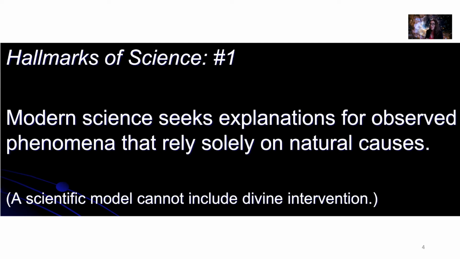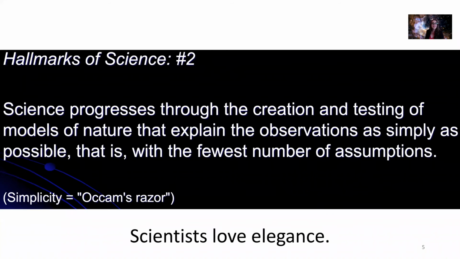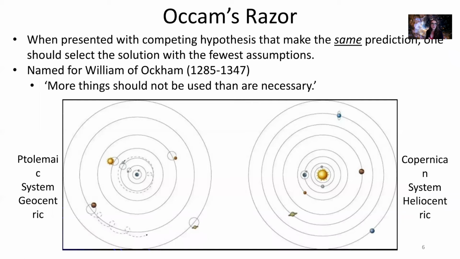The second hallmark of science is that we progress through it with the creation and testing of our models of nature that explain our observations as simply as possible and with the fewest number of assumptions. We want our answer to be elegant. The simplicity sometimes is referred to as something called Occam's Razor. So what do I mean by Occam's Razor?